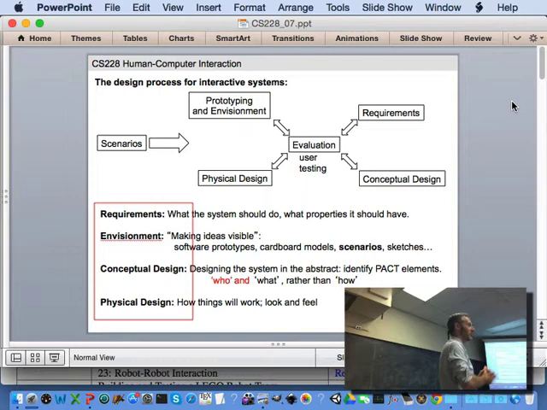You sketch out scenarios, where and when and by whom might the system be used, sketches and storyboards, all the kinds of things that are easy and quick to make that we can show to the user, and the user says, this is all wrong. Everything that's pointing to the left should be pointing to the right. Better you figure out those things early before you sit down and write hundreds or thousands of lines of code.